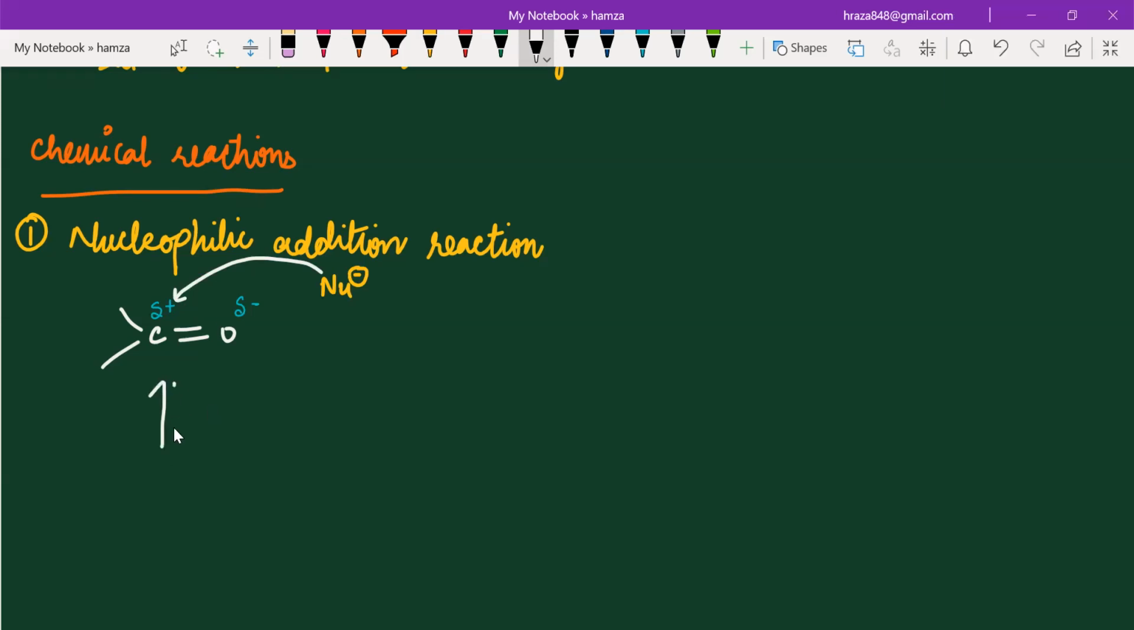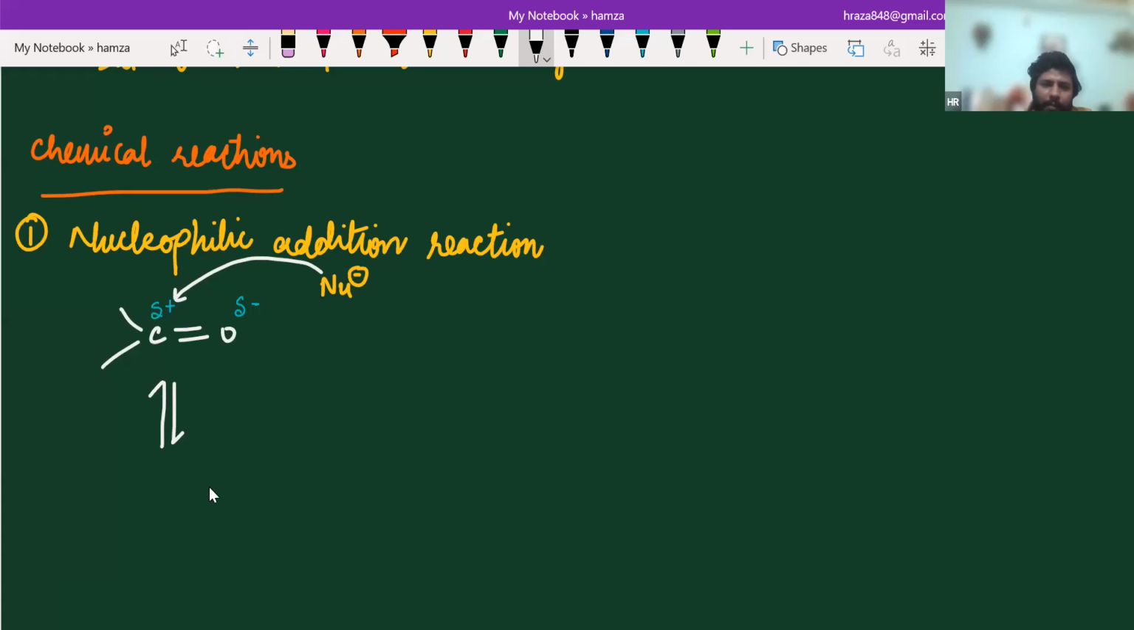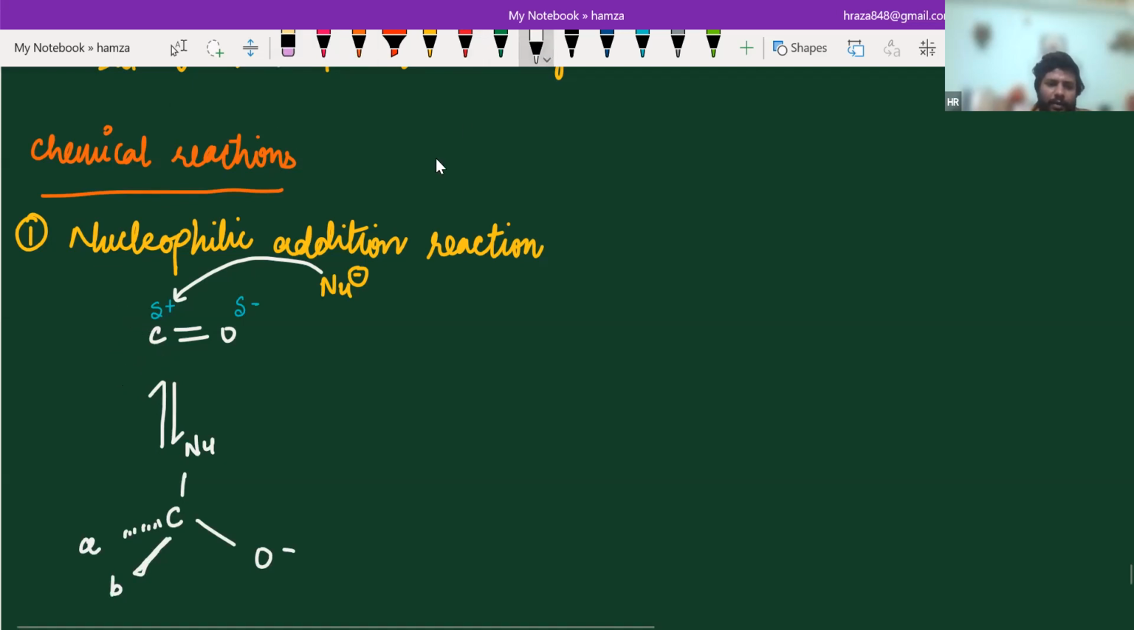Now, since the nucleophile attacked on carbon, this oxygen will have a single bond now, and it took the electron of carbon. That's why it has a negative charge. And since oxygen took the electron of carbon, the nucleophile will be bonding with carbon, and the rest of the part will be as it is. This is your A, and this is your B. I'm going to write this in the same way for this. As you can see, this will be your A, and this will be your B.